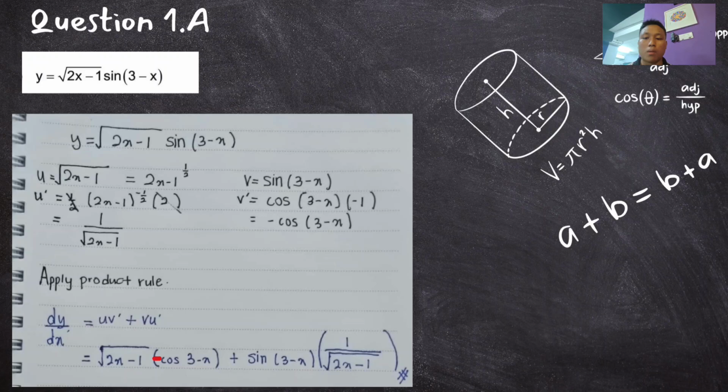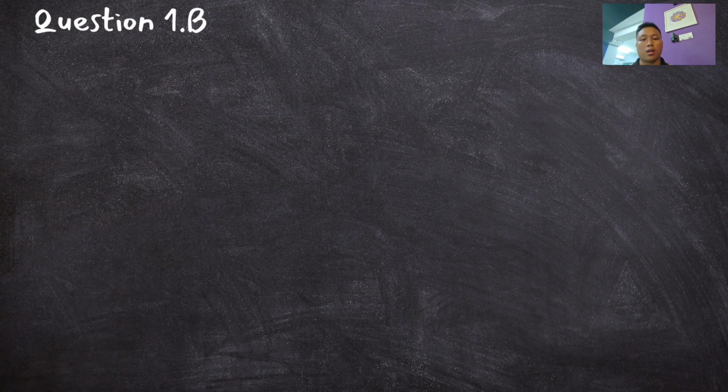That's easy because we use the chain rule so that we can find the answer for u prime, which is 1 over square root of (2x minus 1), and for v prime, that is negative cos(3 minus x). And then we apply the product rule, which is square root of (2x minus 1) multiplied by negative cos(3 minus x), plus sine(3 minus x) multiplied by 1 over square root of (2x minus 1).